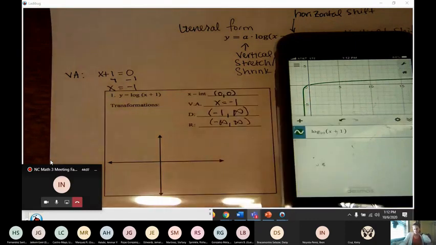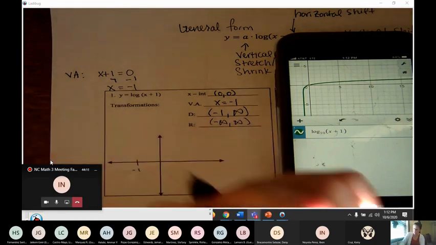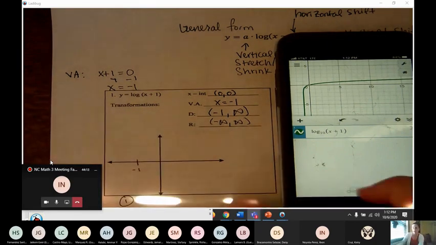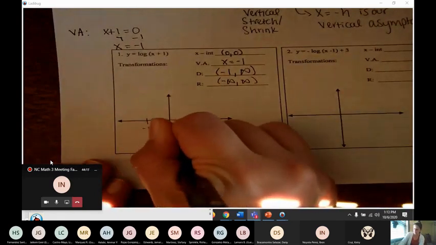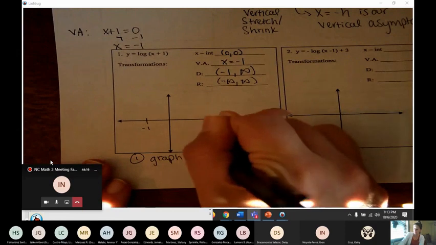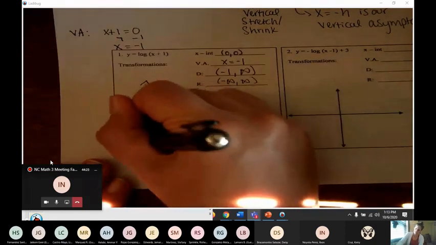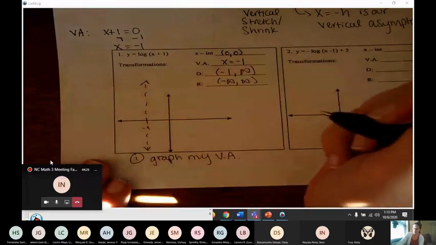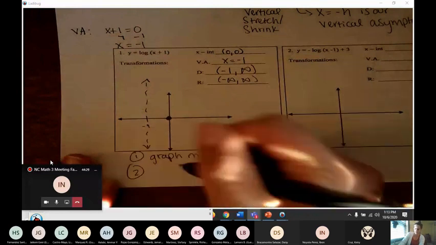The first thing I want to do is graph my vertical asymptote. So I have a value at negative 1. So step 1 is going to be to graph my vertical asymptote. So I'm going to draw a dashed line here. Then I'm going to put my point at 0, 0. So the second step is to plot my x-intercept.